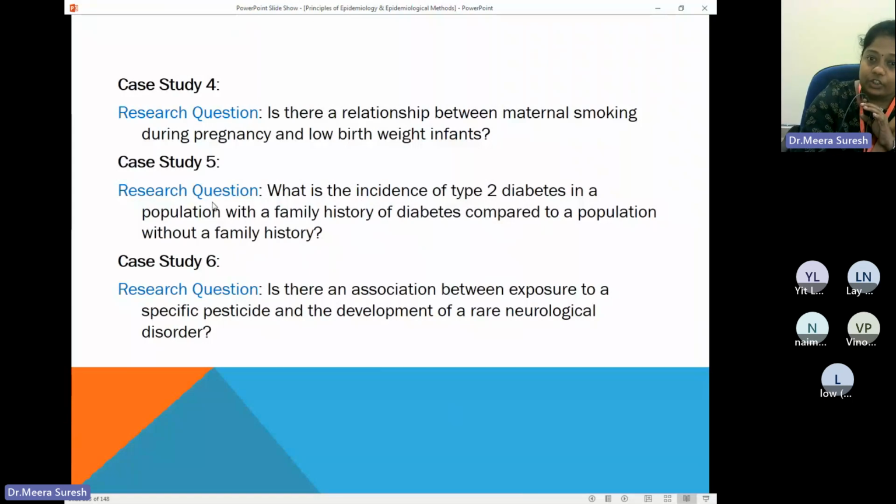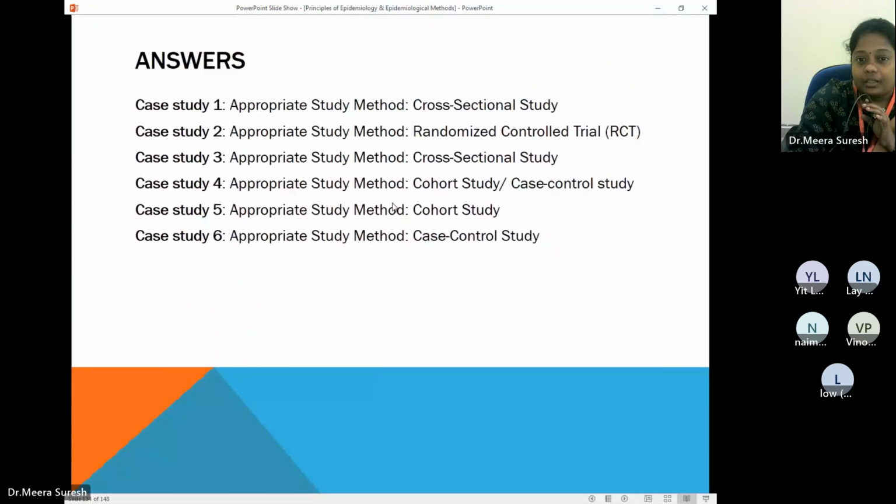An observational study, which observational study? Because they are mentioning incidence, we need the new cases, not the existing cases, which means it should be a cohort study. If it is cross-sectional, the word had to be changed to prevalence. Okay, thank you. So this is the answer.